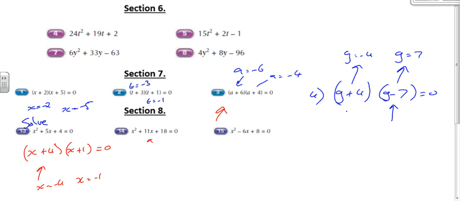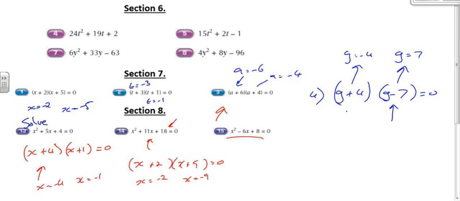Do the same again. So, what two numbers multiply together to make 18, add together to make 11? It's going to be plus 2 and plus 9, or plus 9 and plus 2, doesn't matter which way around. So the two solutions are going to be x equals minus 2, x equals minus 9.